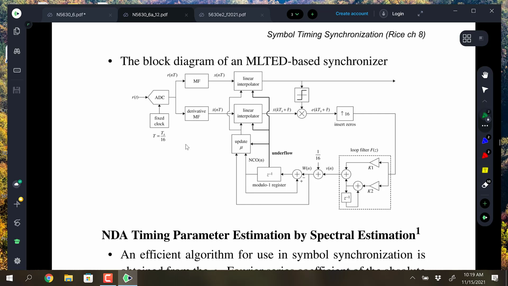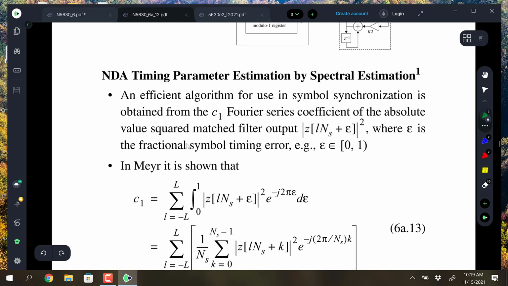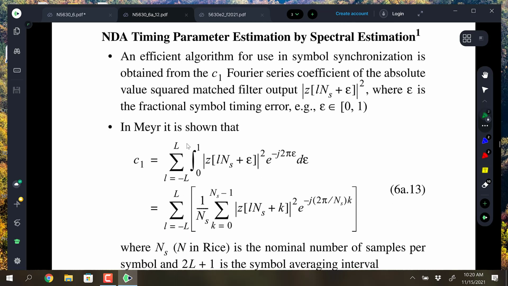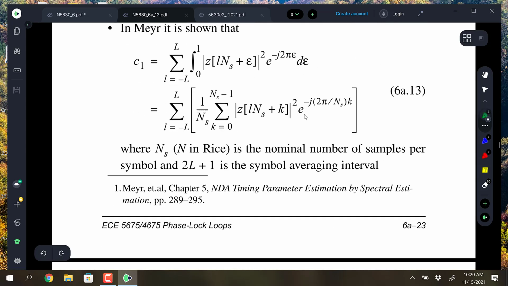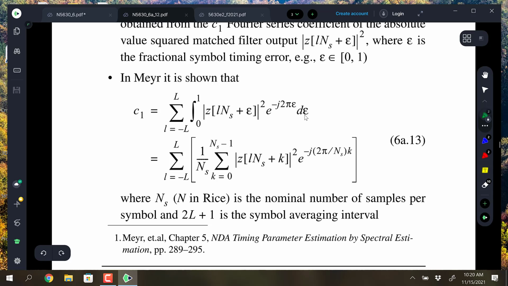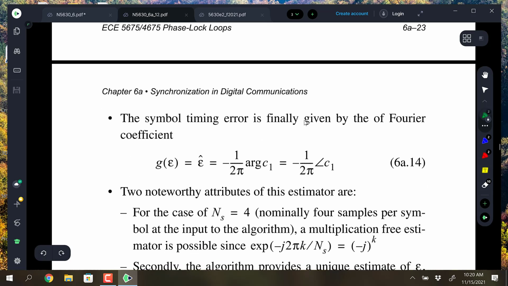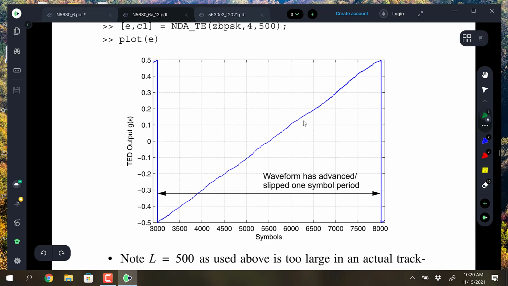It's like you take his book and it's beautiful, but it's got some holes. It's like you can't do certain things. So I pushed it further to be able to do it. And this is the NDA by spectral estimation from the Meyr book. So this is what I'm implementing behind the scenes in my code, the NDA stuff.